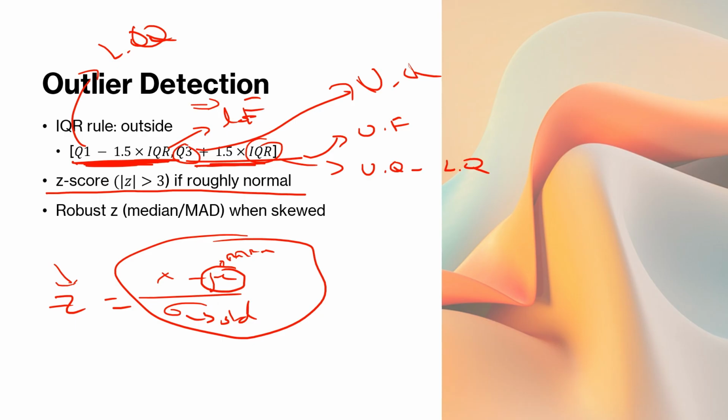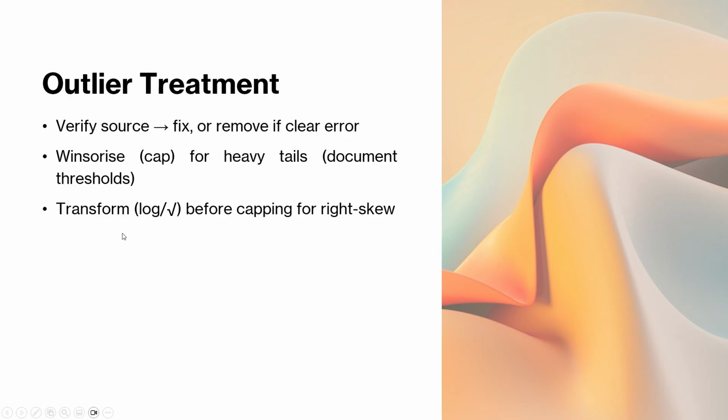And then you have the other method that we call the robust method. I'm going to mention that later on. What is it? We'll refer to that later on. And then we have the outlier. How do we treat that? We can treat an outlier in different ways.